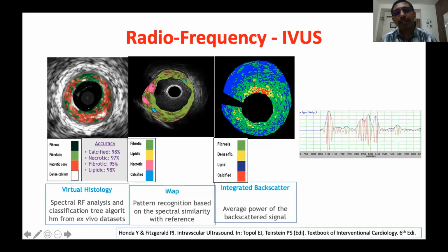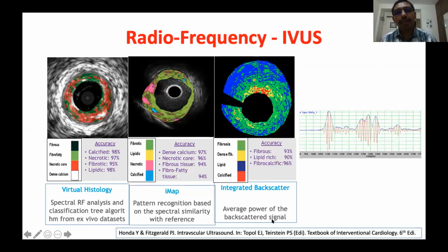The second one is iMAP, which is based on pattern recognition of the spectral similarity with reference samples. This is from Boston Scientific. The third one is integrated backscatter, from Terumo IVUS, which uses the average power of the backscattered signals.